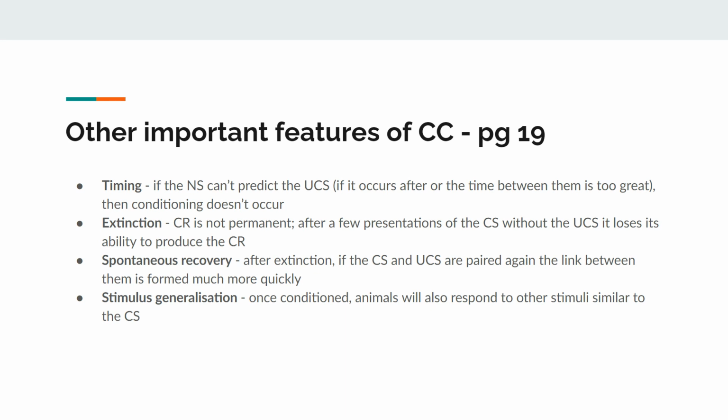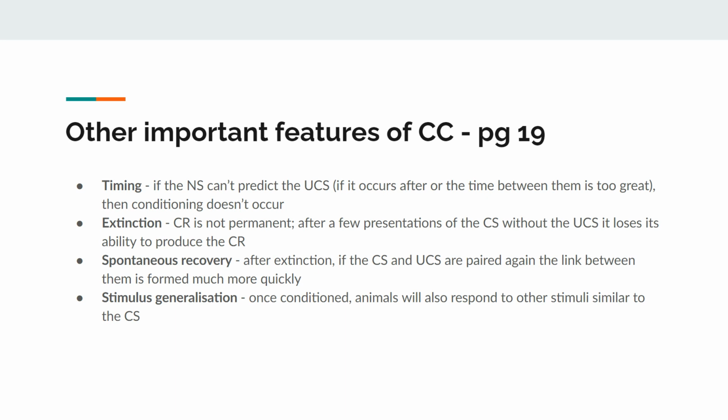Extinction. This is a feature of classical conditioning. So really what we're saying here is that the conditioned response isn't permanent. So it's not that once the dog has learned to associate the bell and the food, you ring the bell and he salivates, it's not like he will now do that forever. If 5 years later you ring a bell, he's not going to salivate. But yes, the idea being that if you keep presenting the conditioned stimulus, eventually the conditioned response will stop if you don't also pair it with the unconditioned stimulus. Okay, so you need to keep the pairings up to allow the conditioned response to continue.